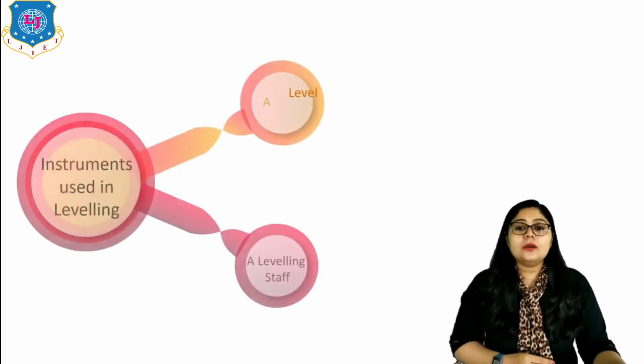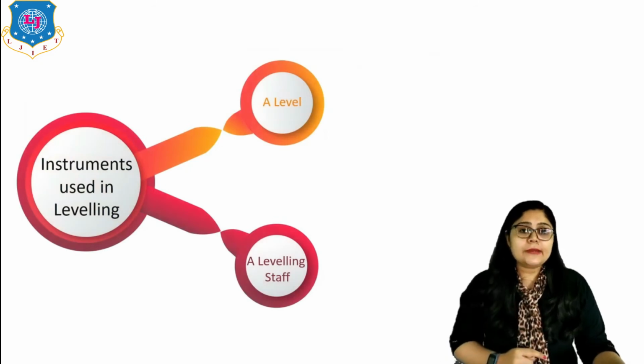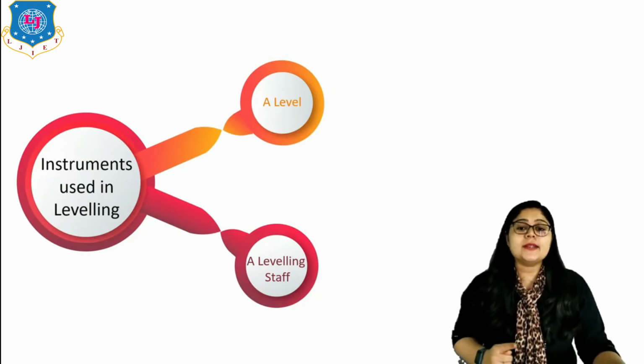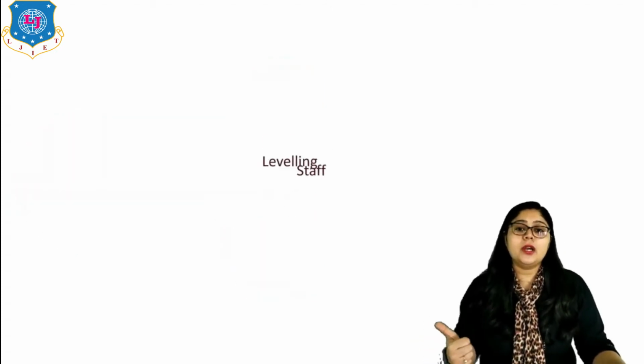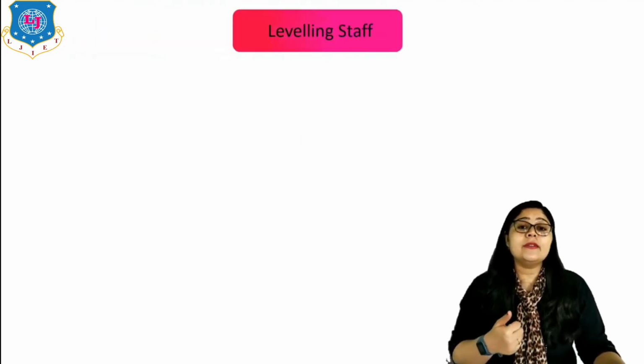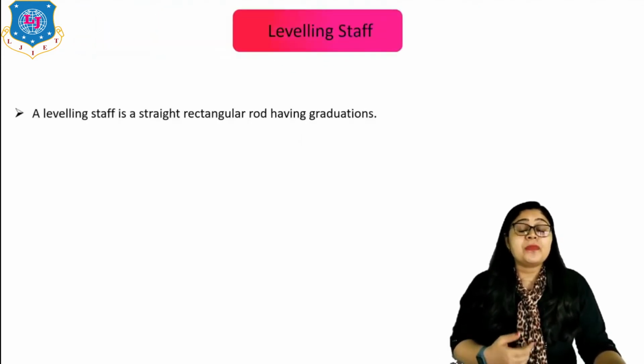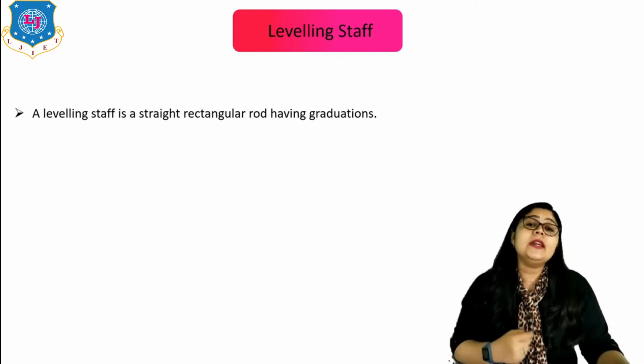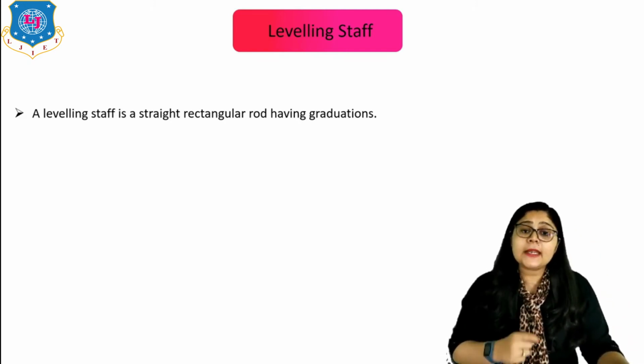Okay. Now this is all about a level, in which you understand that we are going to use the dumpy level on field, right? Now let's understand a leveling staff. So basically, what is a leveling staff? A leveling staff is a straight rectangular rod having graduation. It means marking on it.